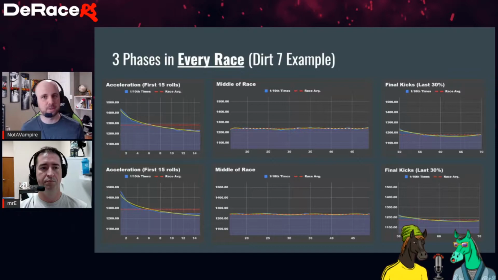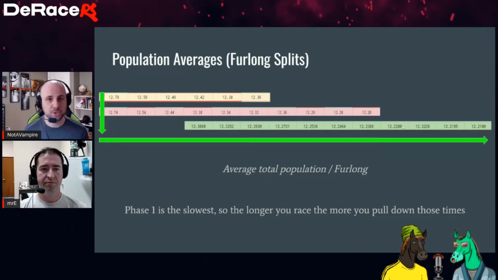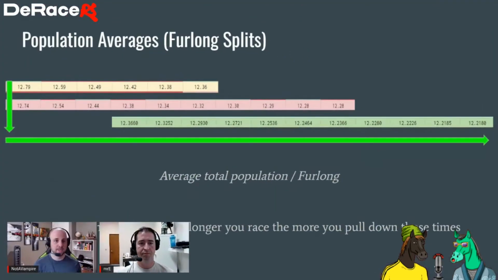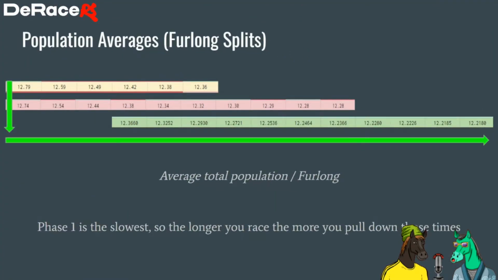We don't have enough data on all horses, so how can I try to infer whether or not this is repeatable, or do we just have two statistical anomalies with these two horses? So what I did is I then took the average population. I took every single race on 2s, 3s, 4s, 5s, up to 15s, separating them out on dirt, synth, and turf. And then I divided each of those by the total furlongs to give me the average furlong time in seconds.